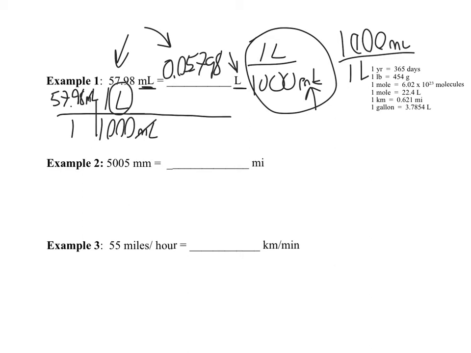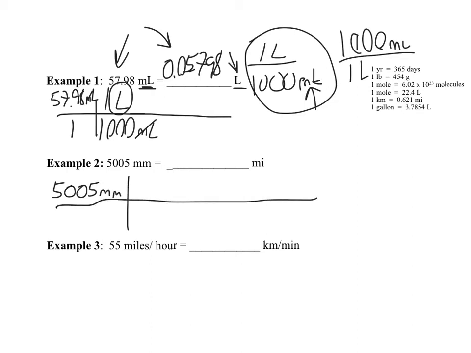Example 2, 5,005 millimeters, and I want to take my millimeters all the way to miles. Okay? Well, I don't know a conversion directly between millimeters and miles, but one of the three that you have to memorize is millimeters into regular meters. So let's start with my given, 5,005 millimeters.